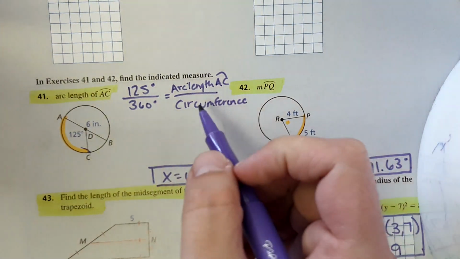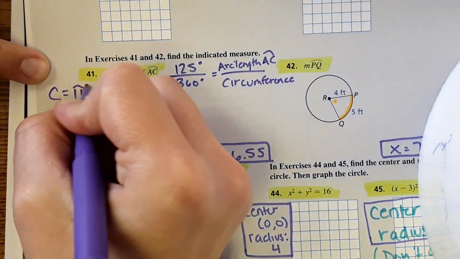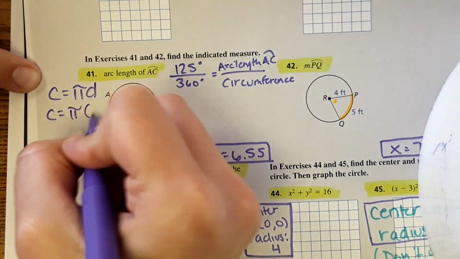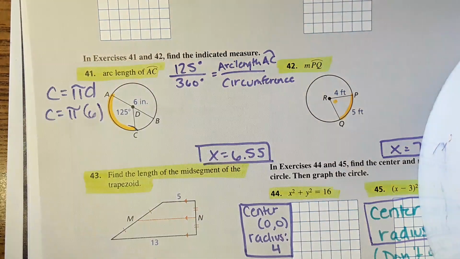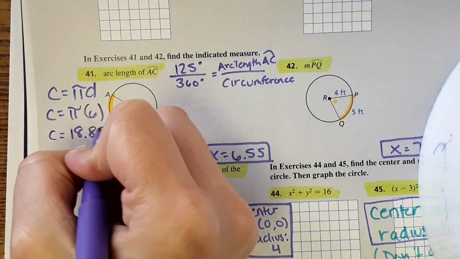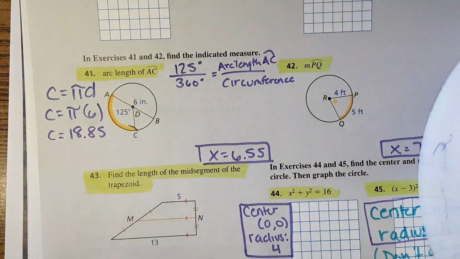In order to solve this, we actually have to solve for the circumference first. Circumference is pi times diameter. So we get pi times 6, which gives us the diameter, and then 6 times pi is 18.85. I want you to round to the nearest hundredth place in all your problems, and use the pi button so that it's the most accurate answer. Pi is always going to be rounded because it goes on for infinity, but this will be as close as you can get.